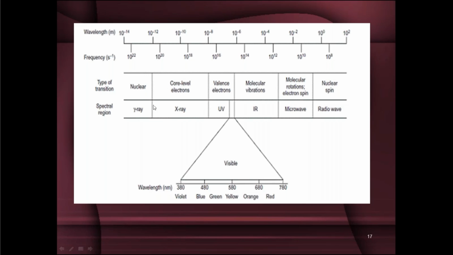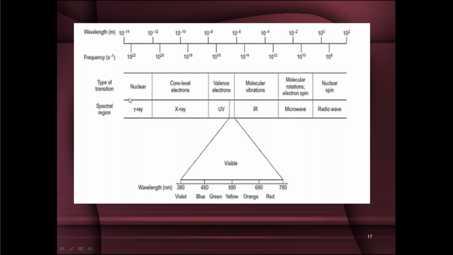Another representation you can see here: you have gamma rays, X-rays, UV, this part is visible, IR, microwave, radio wave. Here also you have the wavelength regions, this is in meters and this is the frequency values. These are all approximate values. The more important thing in this particular picture is that visible radiation is divided into a number of colors, and each of these colors corresponds to a particular wavelength. This is measured in nanometers.